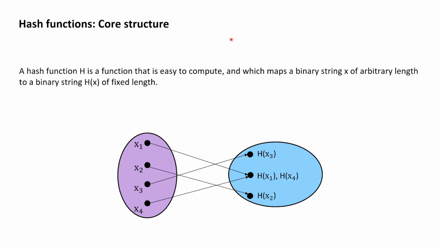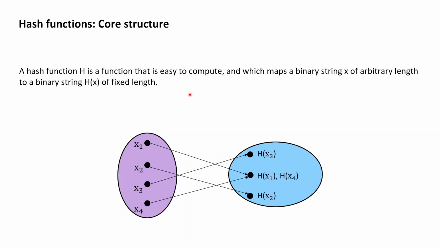Hash functions are, as the name indicates, functions mapping elements of a certain input domain to elements of a certain image domain. In the example listed, the hash function h, for example, maps the element x1 to the element h of x1 and maps x2 to the element h of x2.